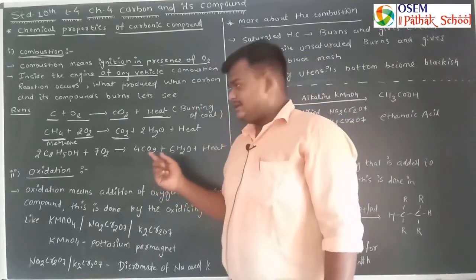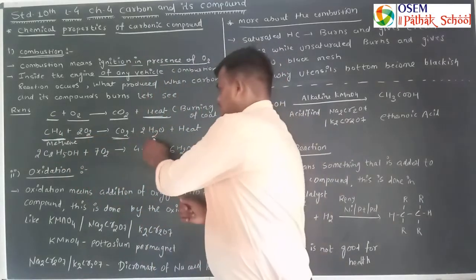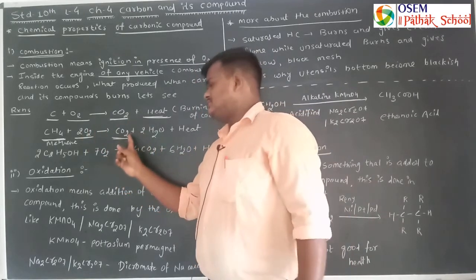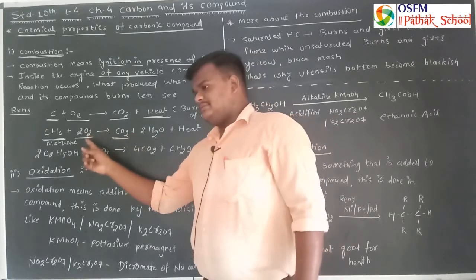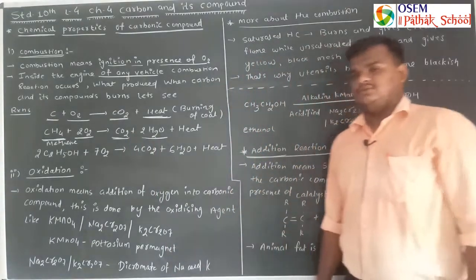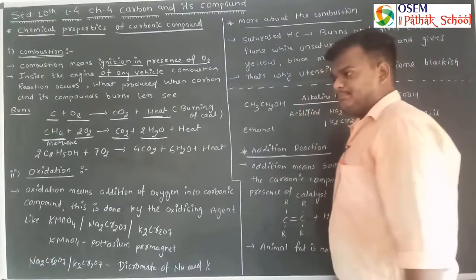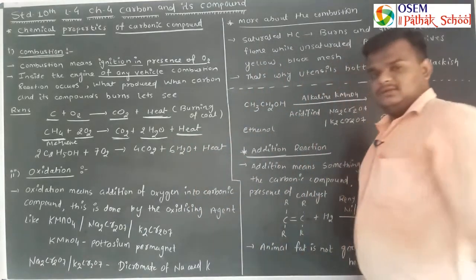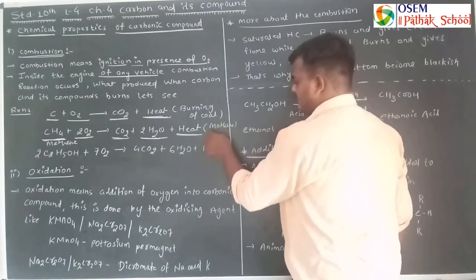Another, what remains: this four hydrogen means 2H2, 2 twos are 4, and here 2 oxygen remains. 2 is already used there, 2 is already used here, 2 remains as it is. So it will combine with hydrogen and forms 2H2O. So water molecules are generated, and heat is liberated there. So this is the burning process of methane, or you can say the burning process of CNG.